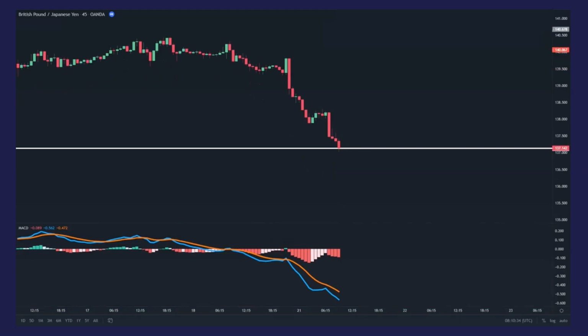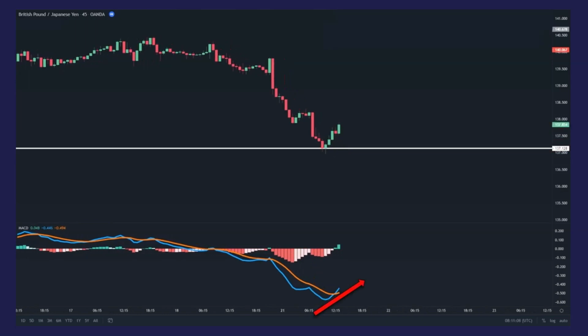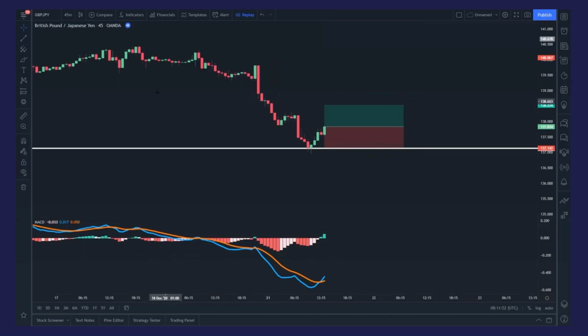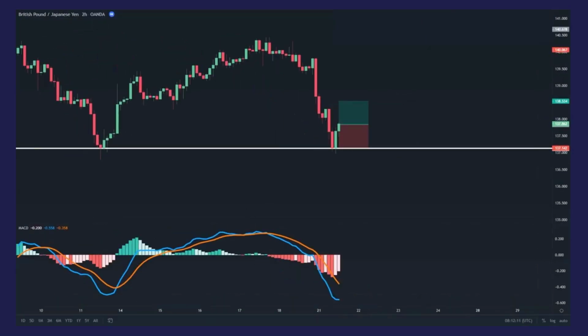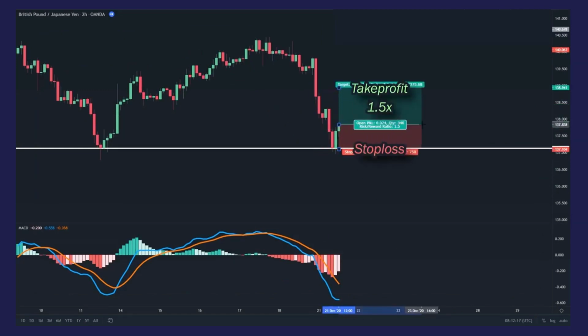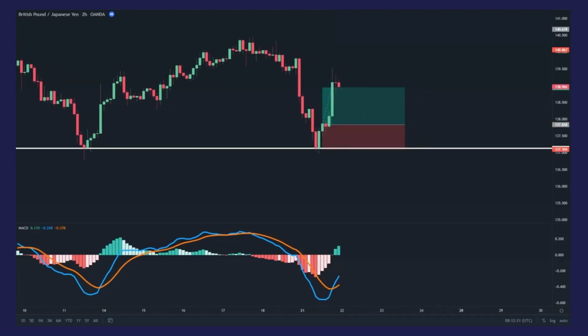So now, all we need to do is use the MACD to confirm the bullish momentum by waiting for it to cross over upwards. Once this happens, you take a long position. Now, let's go back to the 2-hour time frame and apply our exit strategy. So for our stop loss, you can place it at the key level and set your profit target at 1.5 times your stop loss. And as you can see, this trade ended up being profitable.